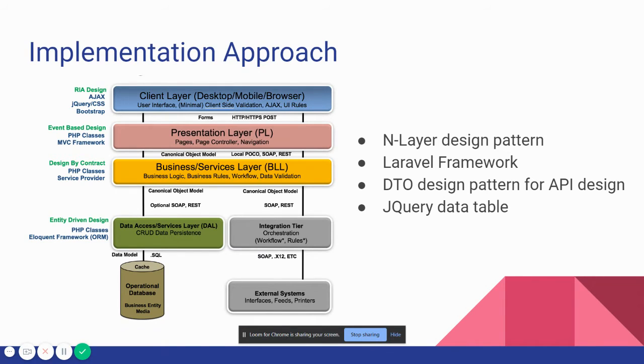All of them are laid out as Laravel Framework in their own folders. And for the API, we use the DTO design pattern that has an object and a class that calls all the API, and a jQuery data table just to help organize everything and make it look really nice.